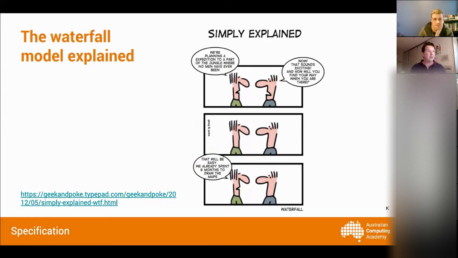If you want to explain the waterfall model in other terms, I think this comic here nails it, and I'm not sure how your resolution is. I'll read it to you.